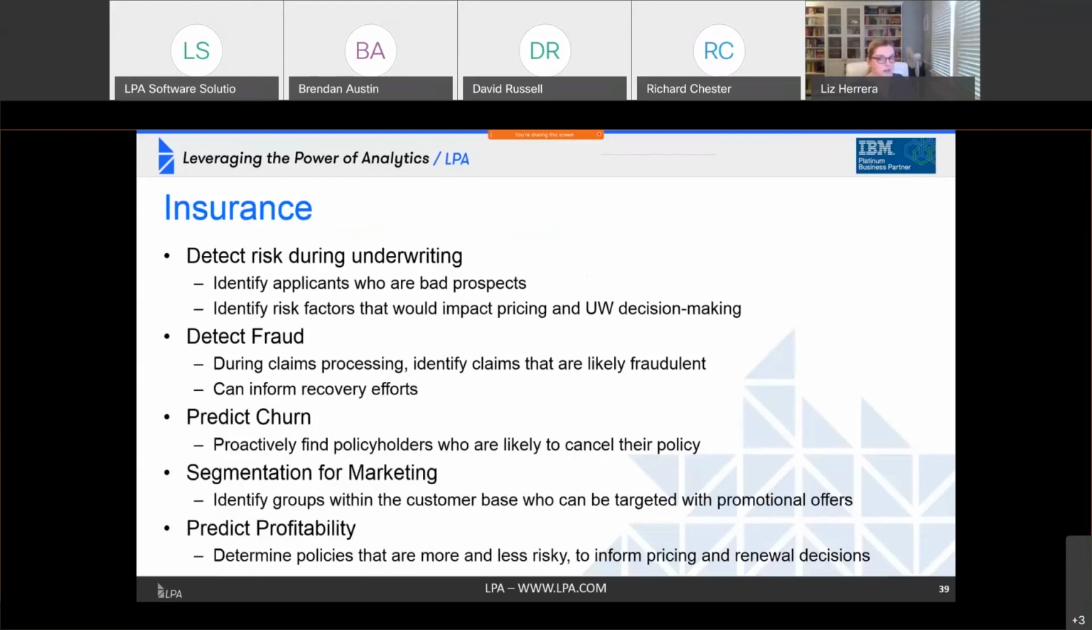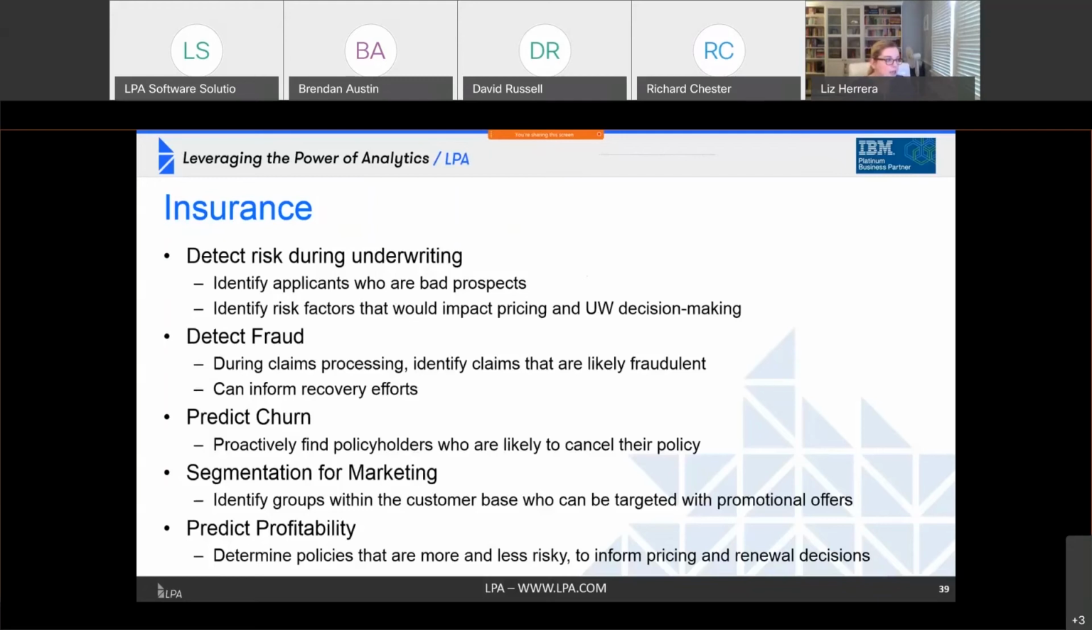All right, insurance, tons of use cases here. Just quickly, risk detection during underwriting. So we've helped clients identify applicants who they should not underwrite, or if they do, they should increase the premiums because they're riskier. Detecting fraud during claims processing. So can we identify claims that are likely fraudulent? And if we do, what's the likelihood of us recovering money if we've paid something out? Churn. So identifying policyholders who are going to cancel.